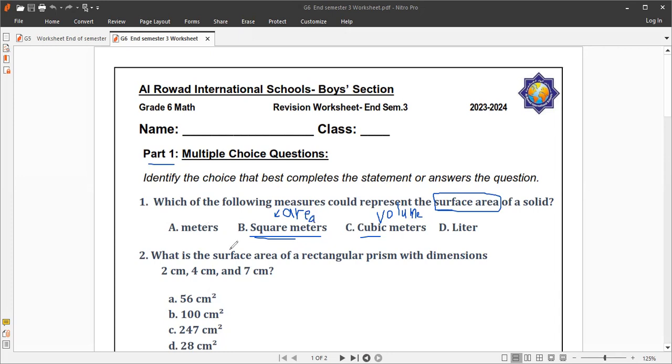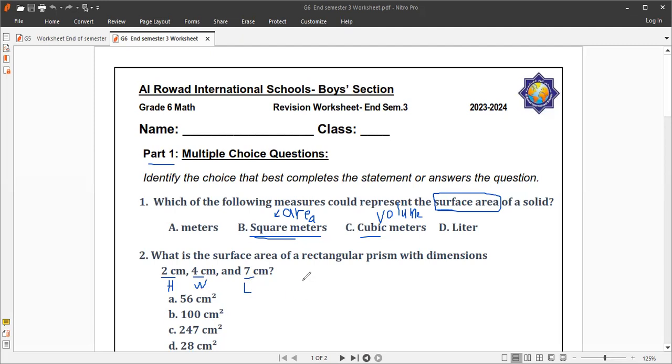What is the surface area of a rectangular prism with dimensions 2 centimeters, 4 centimeters, and 7 centimeters? So these are three dimensions. One of them is the length, one of them is the width, one of them is the height. So we can consider this the height, this is the width, and this is the length.